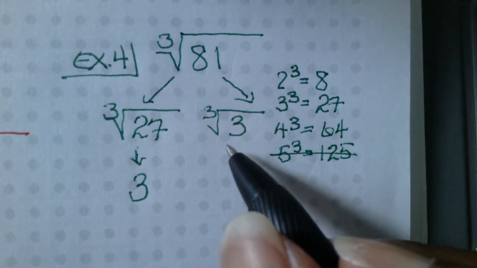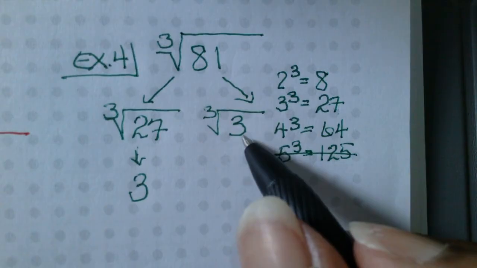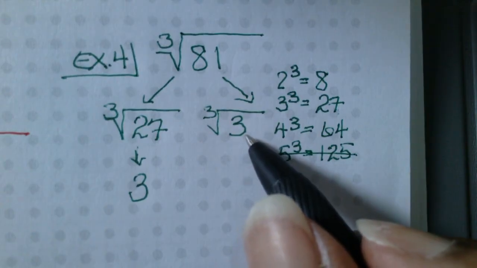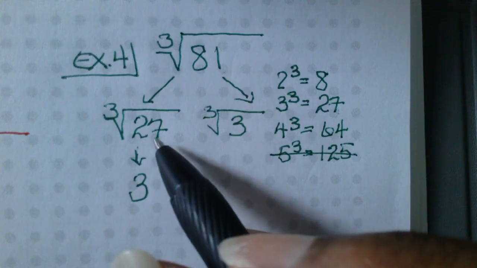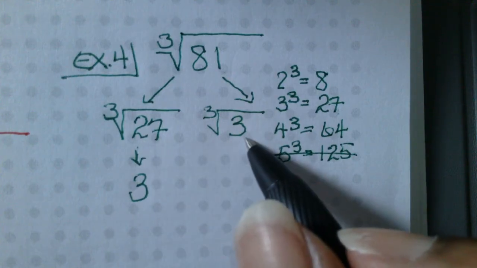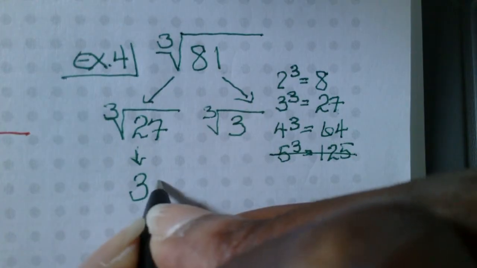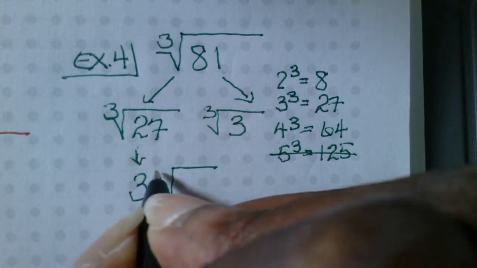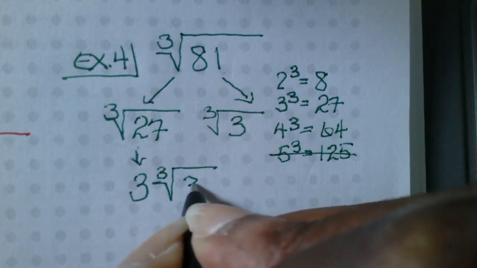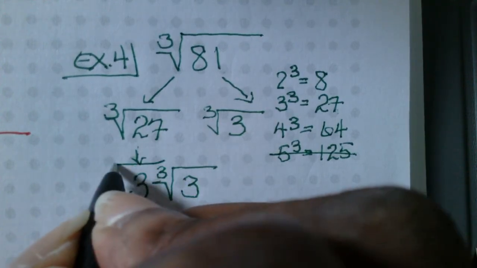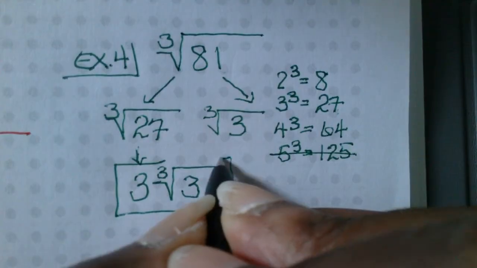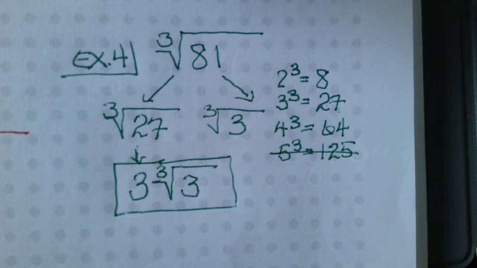And then we have the cube root of 3. Well, 3 is a prime number. We can't get anything out of it. We won't be able to break it down like we did with the cube root of 27. So if I can't break it down, I simply bring it down. So my answer is 3 times the cube root of 3.